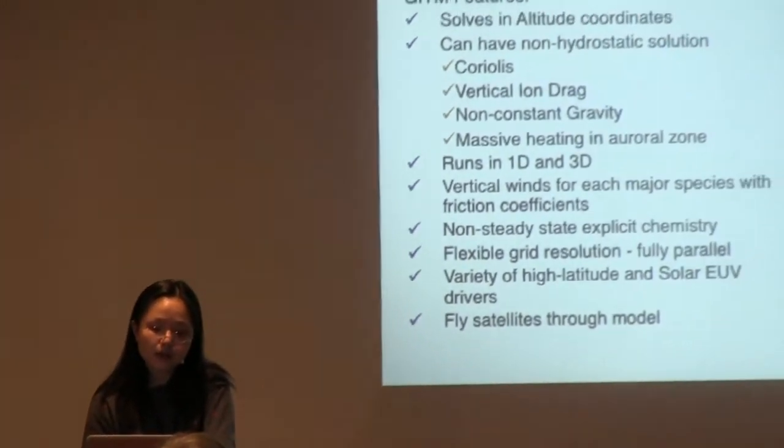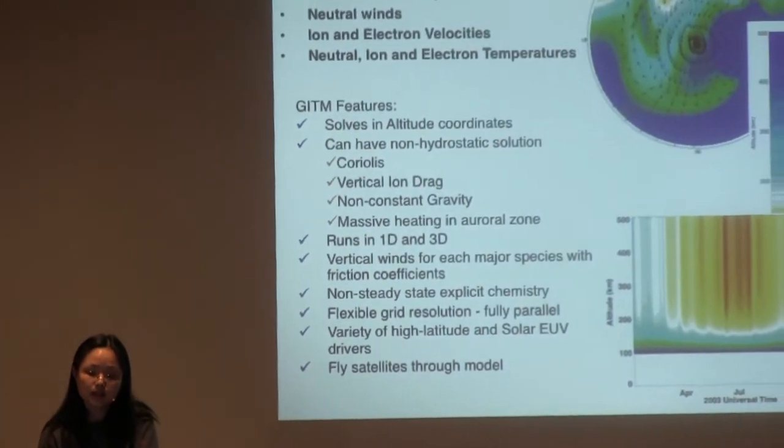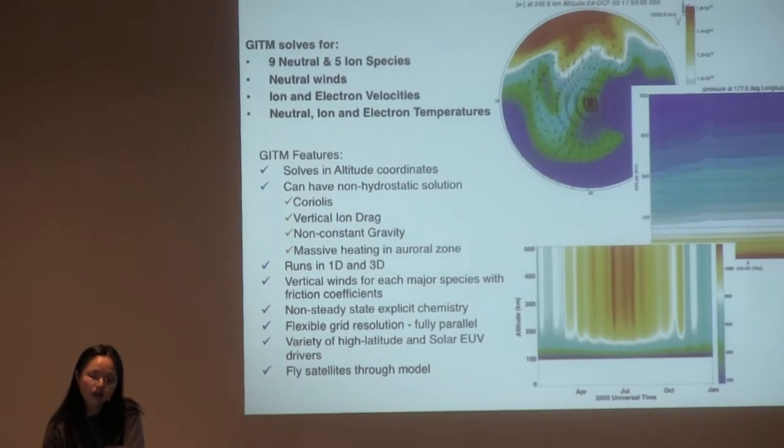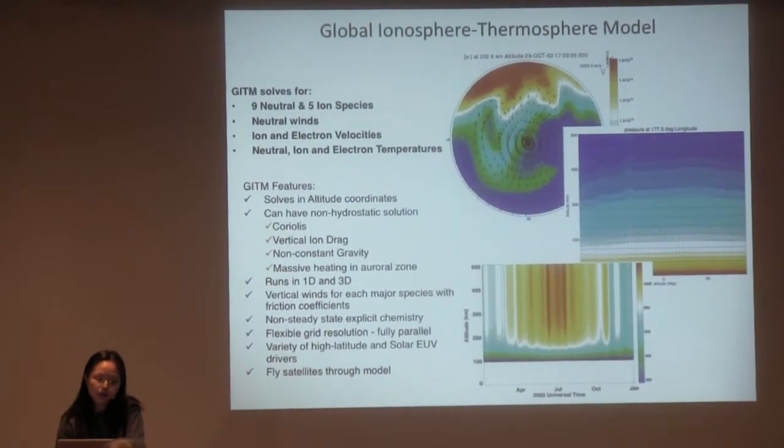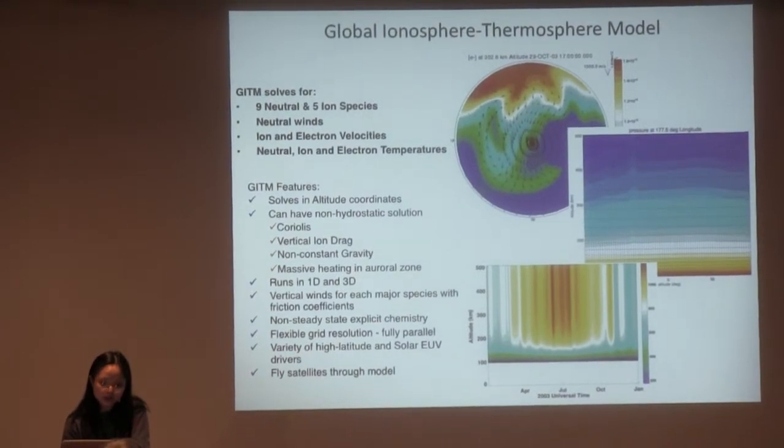Afrasian plasmas have a long lifetime. They remember their past, so we have to use numerical models to study the transport effect. I used the Global Ionosphere Thermosphere Model, GITM, developed by one of my co-authors, Aaron Ridley. GITM solves for the major ion and neutral species in the ionosphere, and it solves the neutral wind, ion and electron velocities. It can also provide their temperatures.